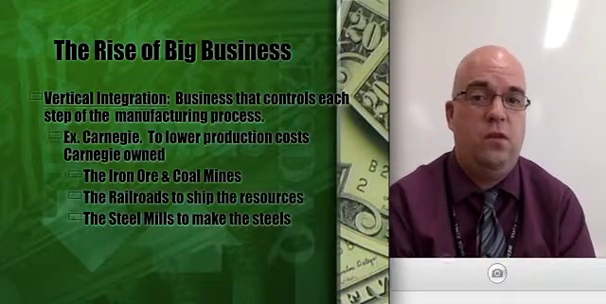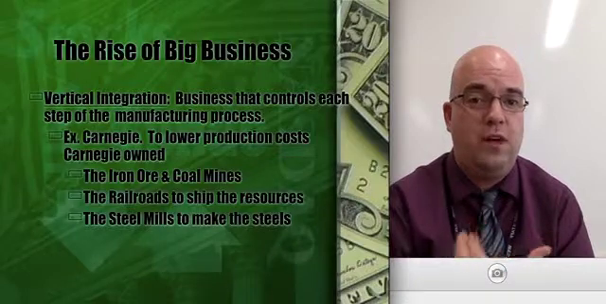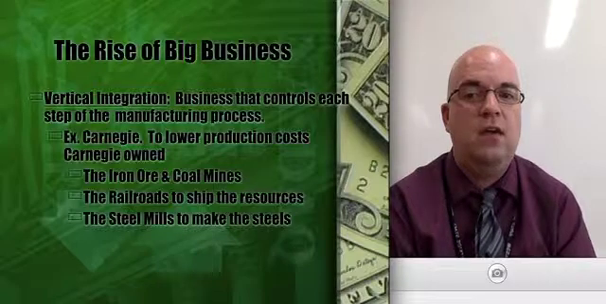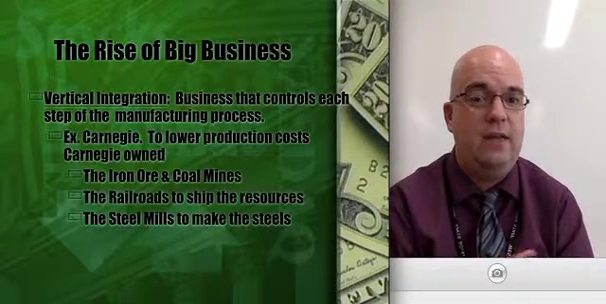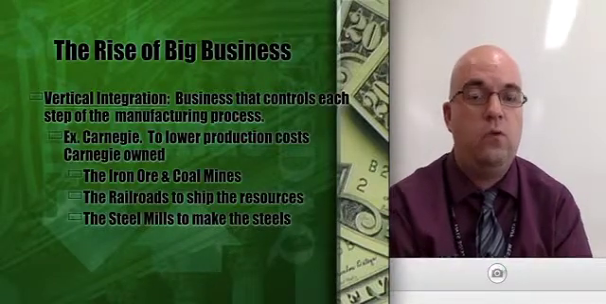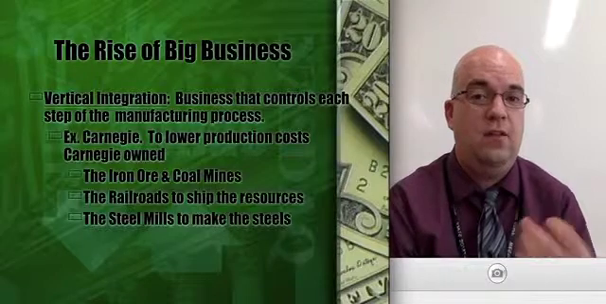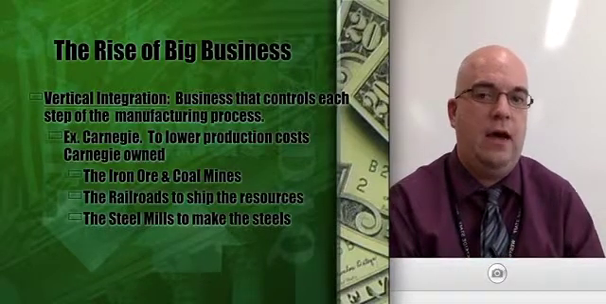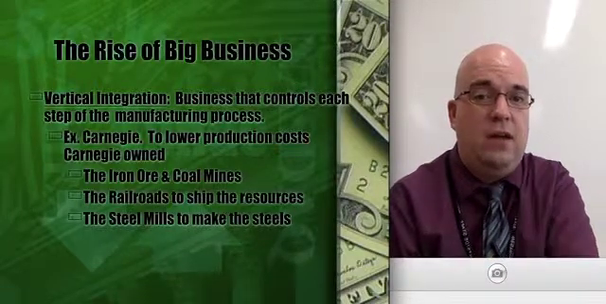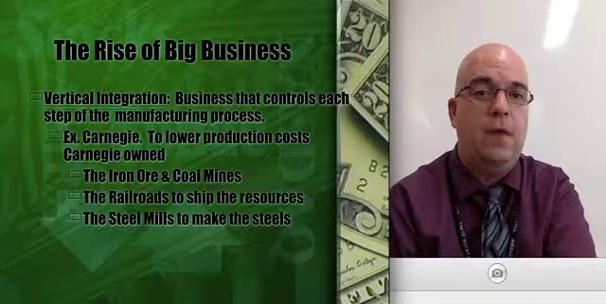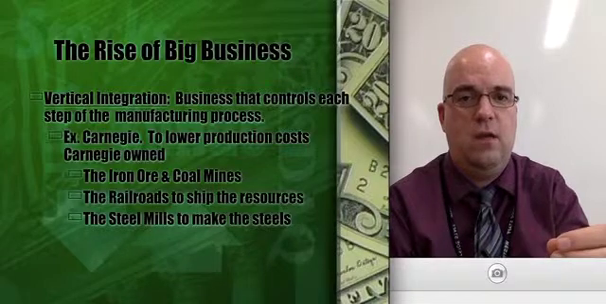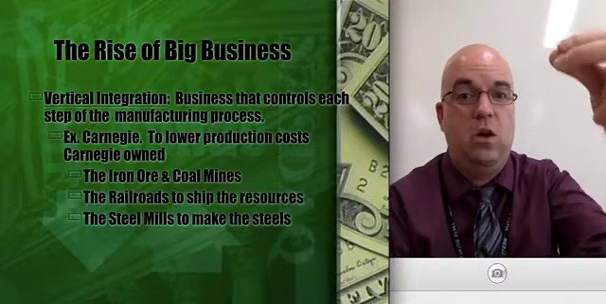Carnegie was able to use vertical integration to lower production costs. One of the reasons he was able to keep steel at such a low price was because he controlled the iron ore and coal mines that he needed to produce the steel. He controlled the railroads that shipped the iron ore and coal to the factories where he was going to make the steel, and then shipped the steel, once it was made, to be sold and distributed. And then, of course, he owned the steel mills as well. So every aspect of this production is controlled by Carnegie. We call this vertical integration because from the time the iron ore and coal get out of the ground, every step along the way of that product, Carnegie controls it.